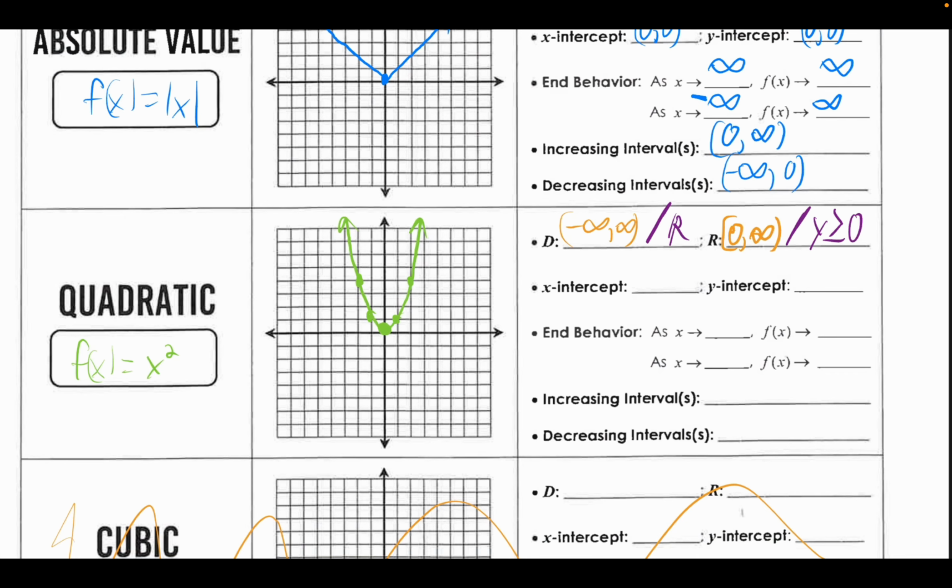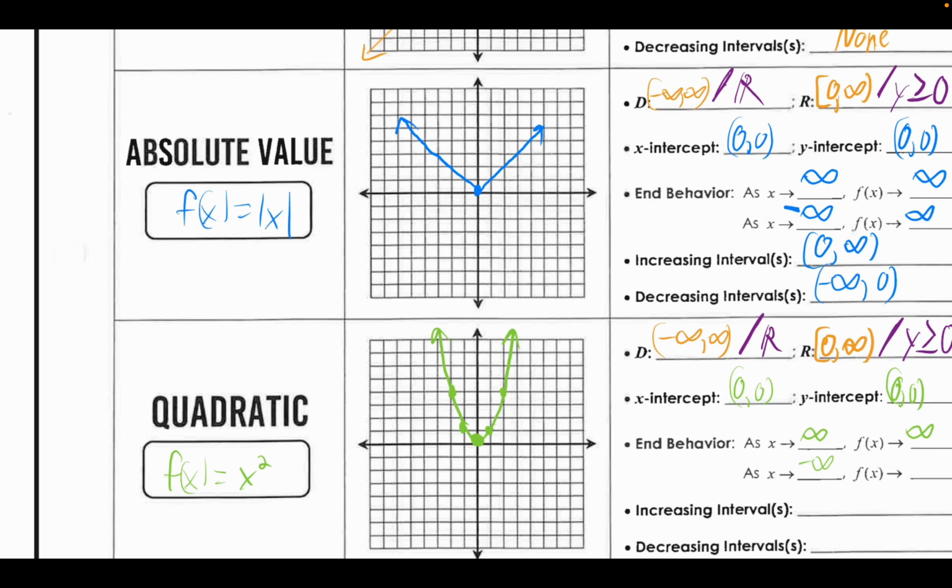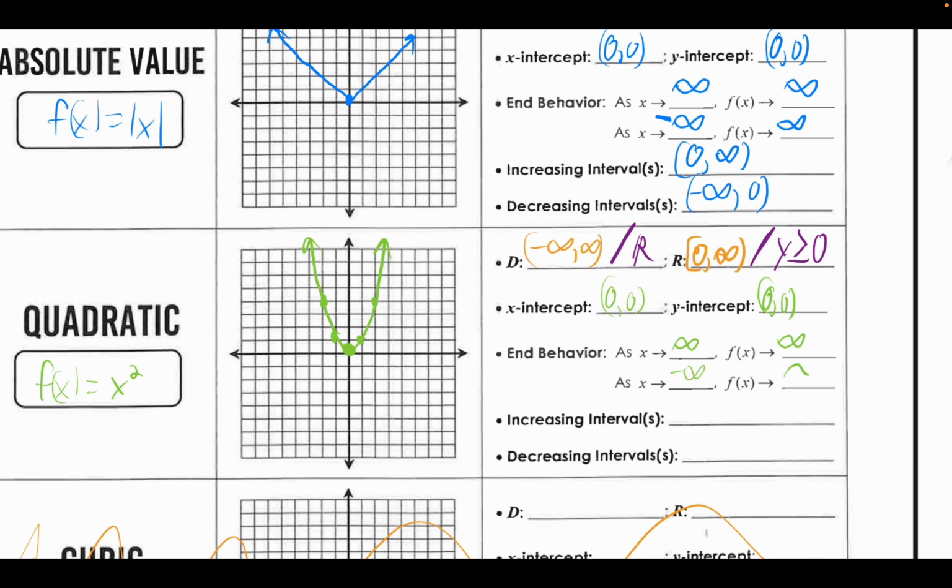The x-intercept and y-intercept are again just at the origin, 0, comma 0, because that's where it crosses or meets both axes. The end behavior: as x goes forever to the right, the y values go forever up. As x goes forever to negative infinity, or to the left, y also goes up again. And so that'd be positive infinity.